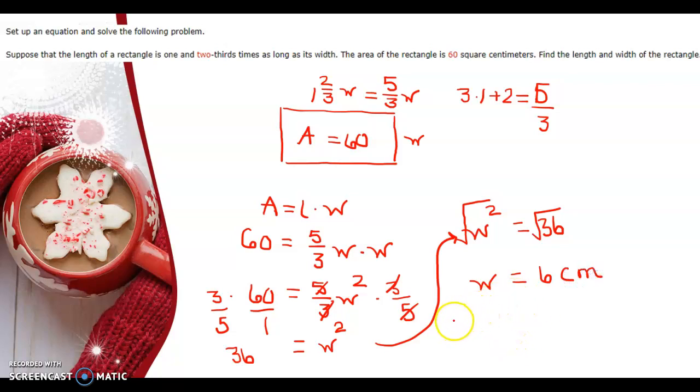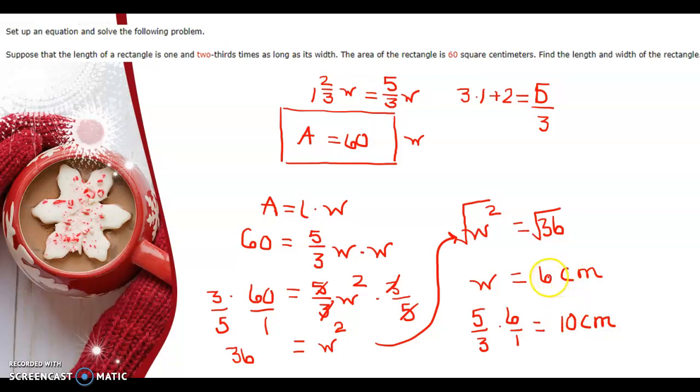That means the length is 5/3 times 6. And remember, that's over 1 because it's a whole number. That's 30/3, which is 10 centimeters.